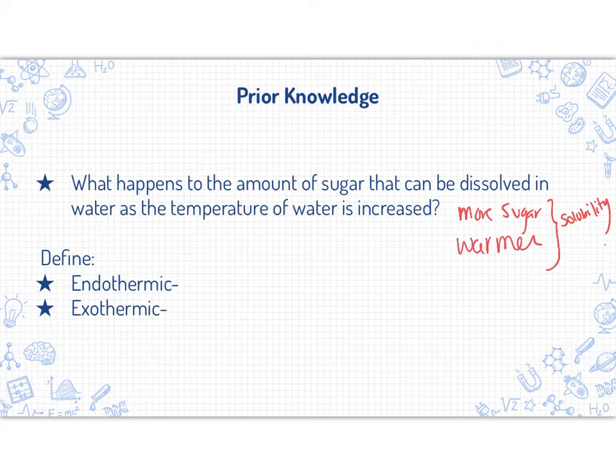Define exo and endothermic. So endothermic means that a reaction absorbs energy, or energy enters the system. Something that is exothermic releases energy, meaning that energy exits the system.